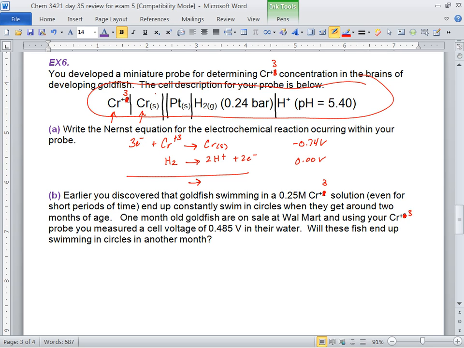Is the chromium and the chromium solid on the left side of that double line, is that the anode? So you noticed it. I think, for galvanic cells, yes, you'd always have the most positive over here because that's the anode, and we're so used to doing that.